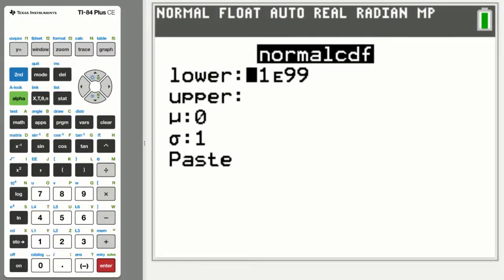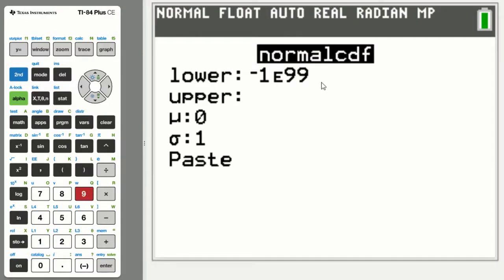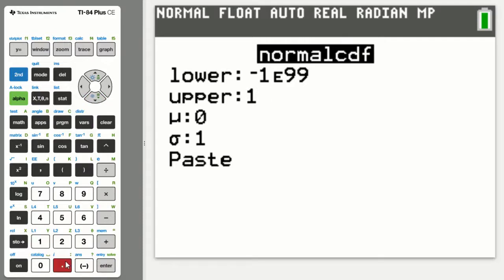So low end is a negative 1E99. Or if anyone is new to this lesson, we can go negative 1, the EE button is here, right above the comma key, negative 1E99. That's a way to indicate an infinite lower end of the area on this bell curve that we're currently working with. And the upper value here is where we enter the z-score that we found previously on the writing board, 1.38.